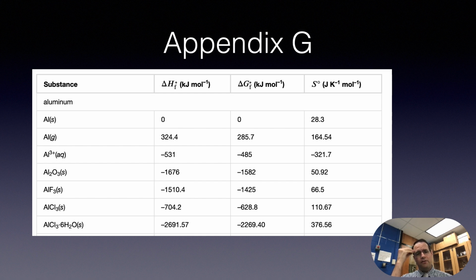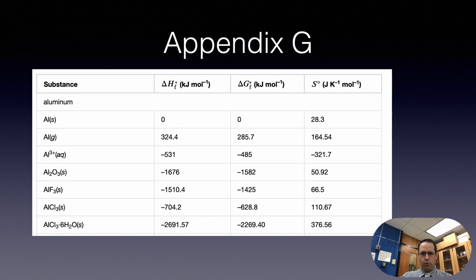We're going to use this later on in the class, but we want to use the first column. The delta HF0 there is in units of kilojoules per mole, all right? You can see here how aluminium is an element, and it has a heat of formation of 0 because it's an element at standard state.